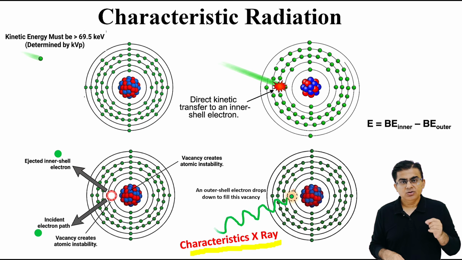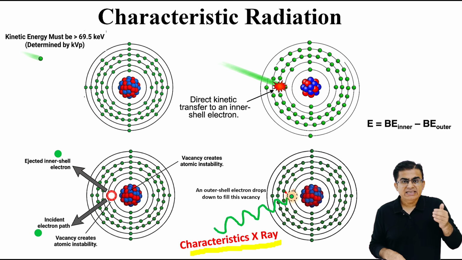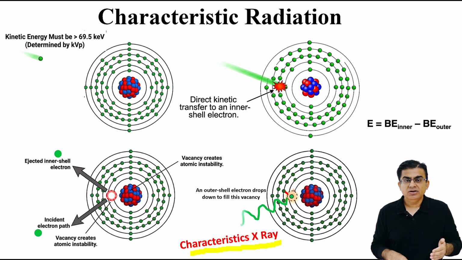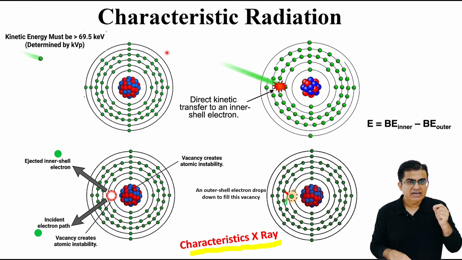Finally, please look at the simple mathematical equation that just appeared on the right side of your screen. The exact energy of this newly born photon is perfectly equal to the binding energy of the inner shell minus the binding energy of the outer shell. Because these exact binding energies are completely unique to every single element on the periodic table, this resulting X-ray acts as a precise physical fingerprint. I want you to memorize this exact sequence of characteristic X-ray production.